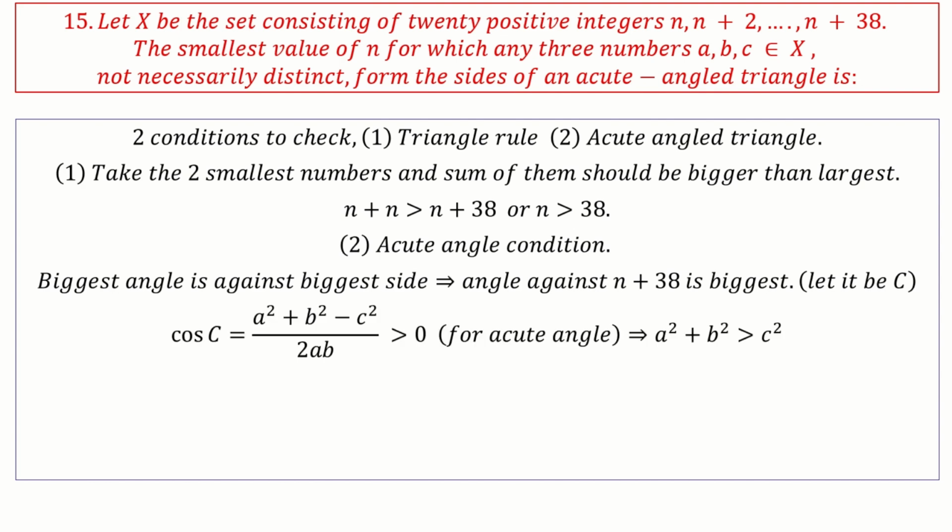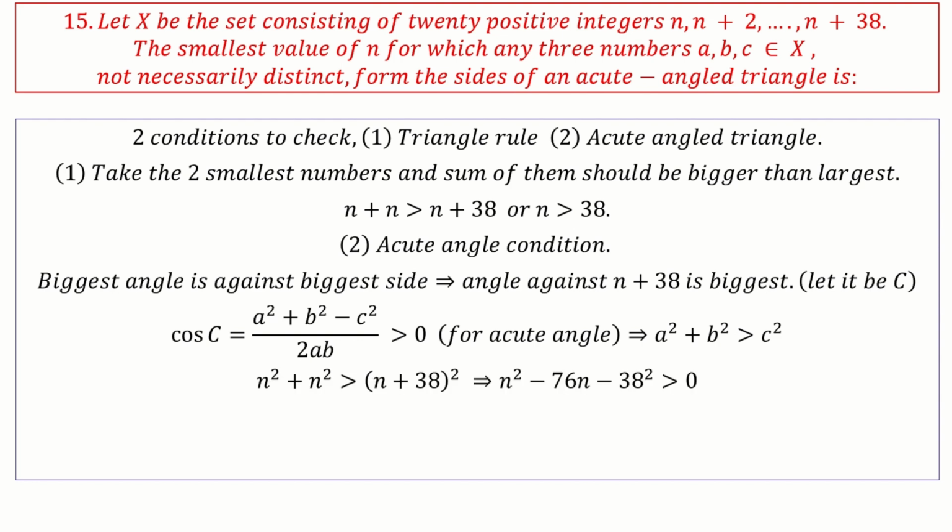How to check it? We have a cosine rule. Cosine C equals, in a triangle, a square plus b square minus c square by 2ab. This should be greater than 0. For an acute angle, this should be greater than 0. If C is more than 90 degrees, you will get a negative value. Correct? So we are looking for a positive value of this one. So if I apply it, basically what I will get is a square plus b square should be greater than c square. Only then you will get a positive value.